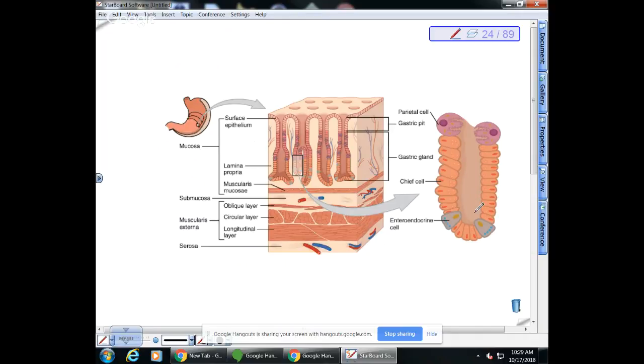Then we have the chief cells that are producing the pepsinogen, and as it comes up, it gets converted into pepsin within the lumen. You'll also notice that there are a couple of other types of cells. Actually, they don't have the goblet cells here. The goblet cells are what secrete the mucus. But we're going to talk about the enteroendocrine cells.